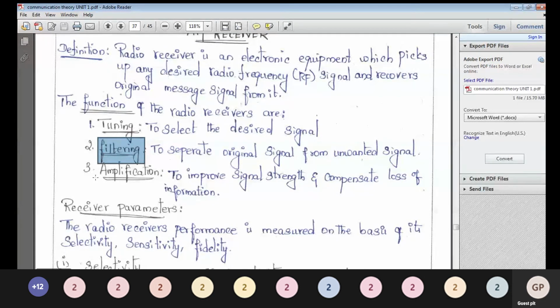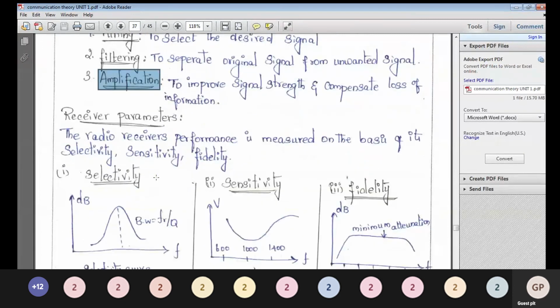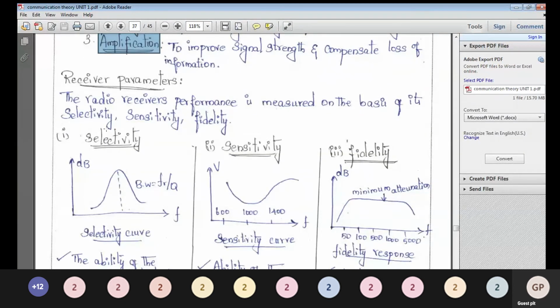The third function is amplification. The receiver is tuned and has filtered the unwanted signals, so the receiver has selected the desired signal. After selecting the desired signal, that selected signal has to be amplified because the signal strength is not enough. The signal strength has to be boosted. To do that, we are using the amplifier block. That's all.